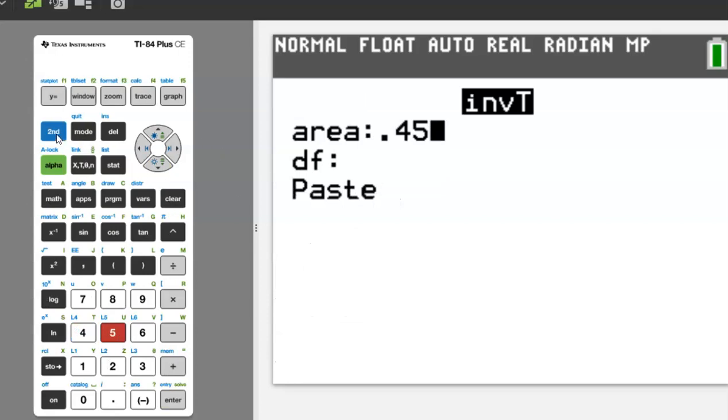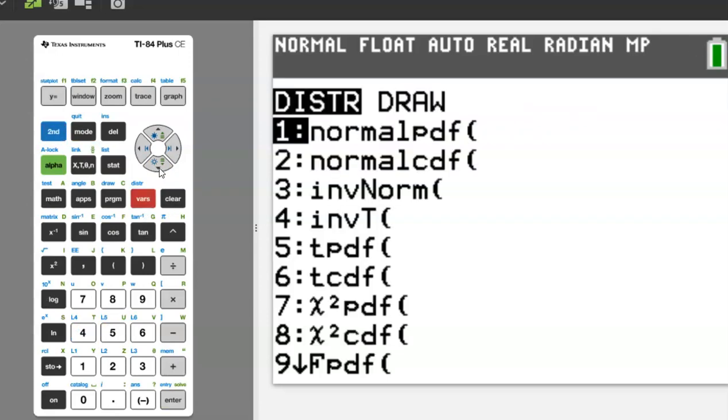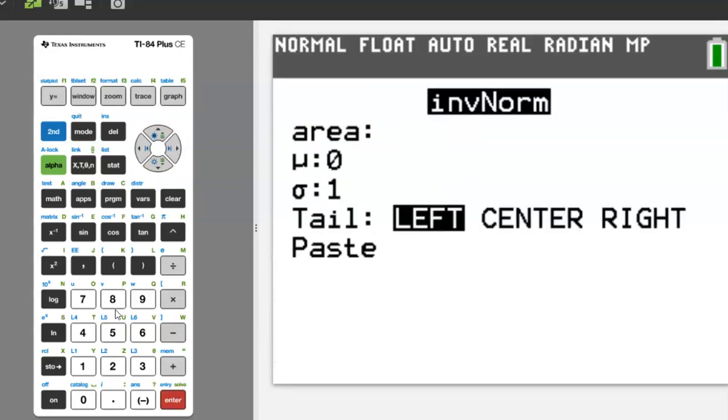Whoa, I typed the wrong thing. I am so sorry. I hit invert t. You're not going to learn about that for a while. Invert norm here, number 3. I apologize. Again, the area below is 0.45. That's the area to the left. That also simultaneously means 55% to the right. You're more than welcome to select right and type in 0.55.